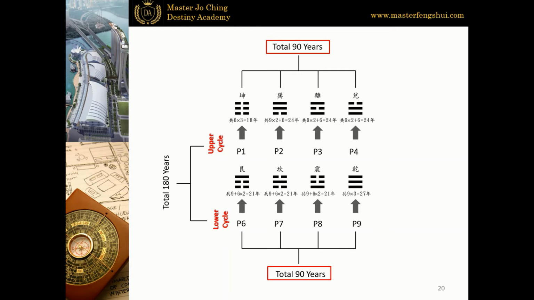And right now, we are in period 9 already. Period 9 is ruled by the Qian trigram. Qian contains all 3 solid lines, and therefore you can use 9 times 3 to give you 27 years in total. Alright, so if you add all of periods 1, 2, 3, 4 up, it will give you a very nice number, 90 years. Likewise, if you add periods 6, 7, 8, 9, it will also give you 90 years. So this is not coincidental. That is the beauty of I Ching.